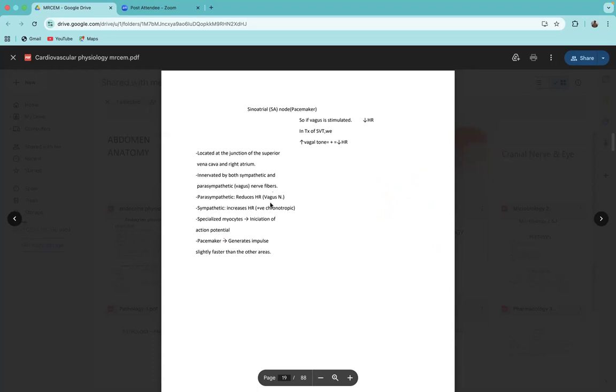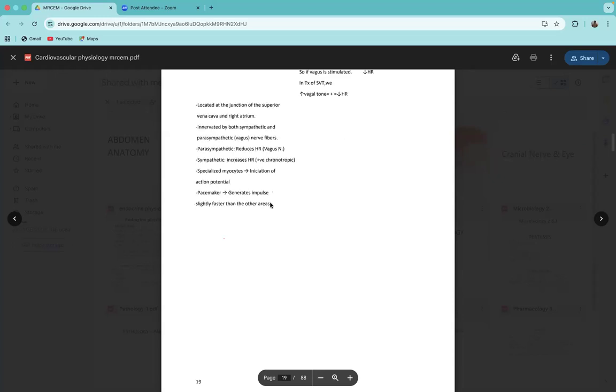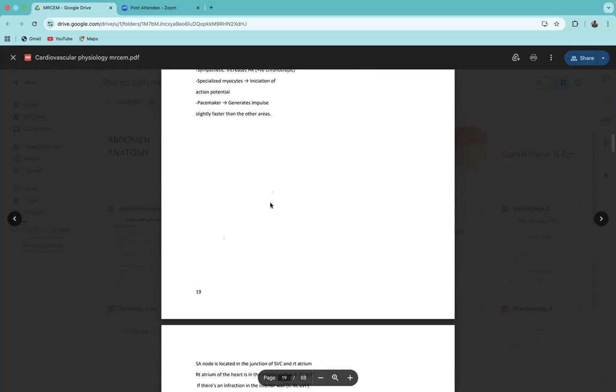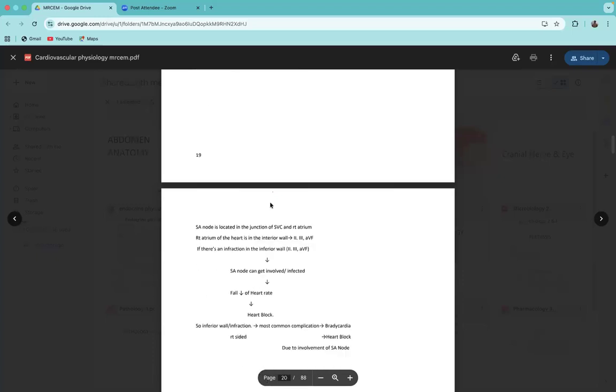Parasympathetic activity basically reduces the heart rate, and the sympathetic fibers basically increase the heart rate, which is a positive chronotropic effect. Specialized myocytes are also present. These special myocytes generate the action potential, the pacemaker impulse, slightly faster than the others as well. That is why this is the main pacemaker of the human heart.